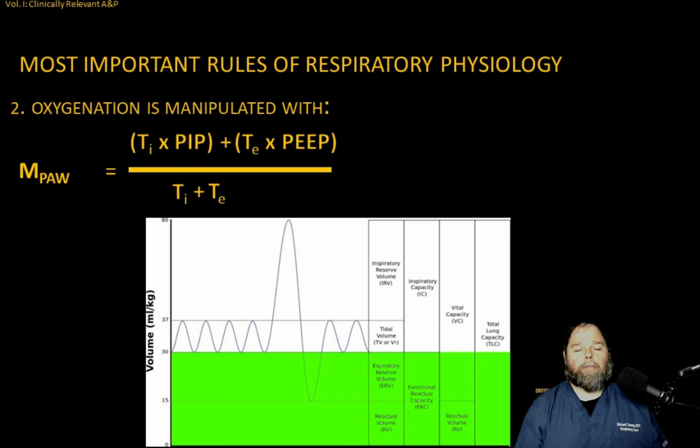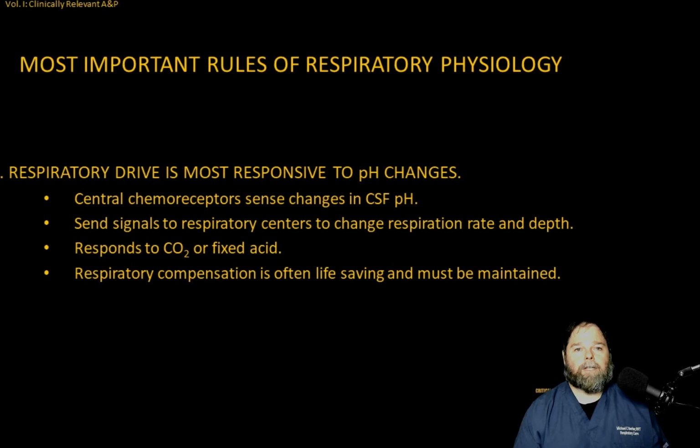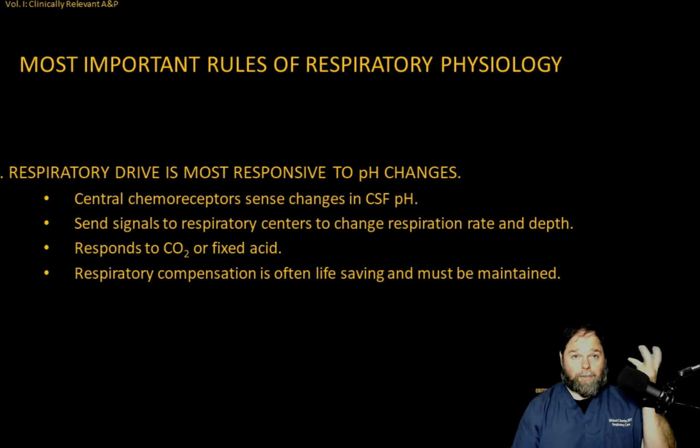And finally, rule number 3 of the most important rules of respiratory physiology is your respiratory drive is most responsive to pH changes, not just CO2. So your central chemoreceptors up in your brainstem are very sensitive to changes in the pH of your cerebral spinal fluid. Your cerebral spinal fluid, by extension, is very sensitive to changes in your blood pH. Therefore, when your cerebral spinal fluid pH changes through an acidosis or alkalosis, regardless of the source, your brain is going to respond to that.